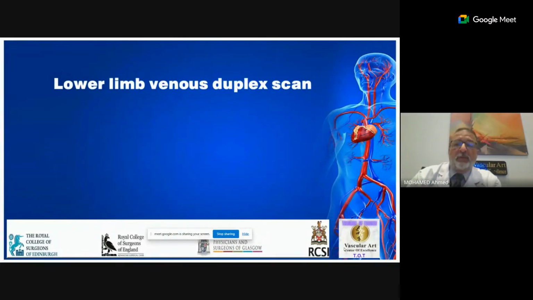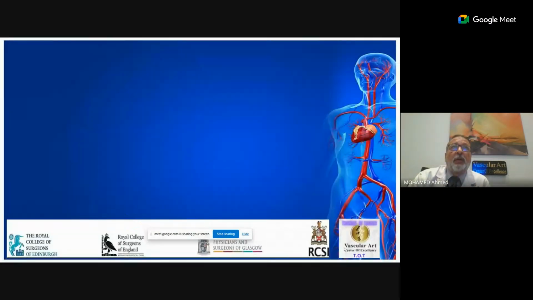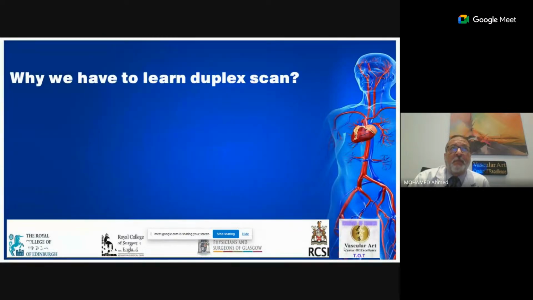So we have a patient. We will take history from him, which is very important. The patient complained of pain in the right calf muscle, and this pain has been there for 5 days. And he has had multiple DVT in the left leg. He came to your clinic, worried that it might be a DVT. How can we help him? Lower limb venous duplex scan.